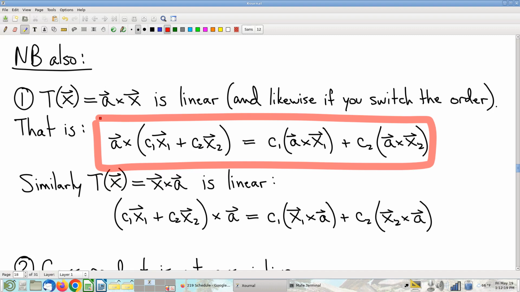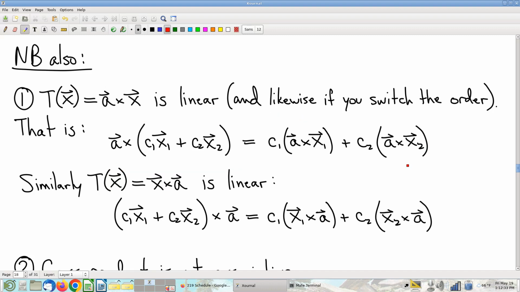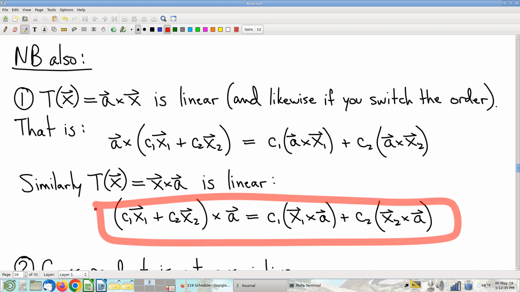Right? So linearity is a property of a function. Distributivity and associativity are properties of an operation. So I like to phrase it in those terms. All right. And it goes on either side. That's also nice to observe.